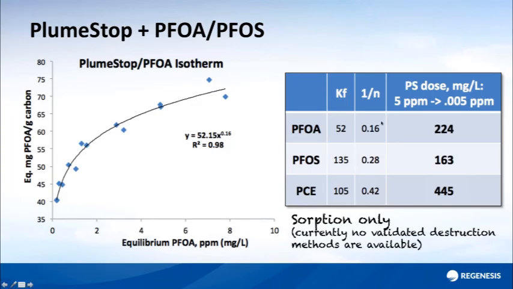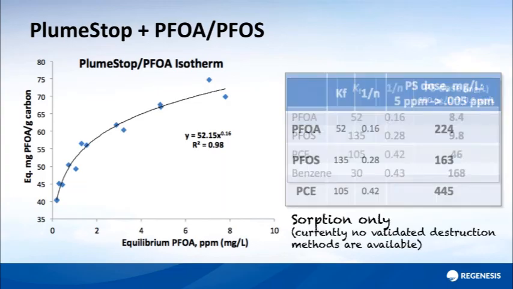What's the take-home here? The take-home is that the capture of perfluorinateds on PlumeStop is very high. At lower concentrations, more akin to what might be treated in a PFOS or a PFOA site, then the actual capture of PFOS and PFOA is relatively much higher. In the previous slide, we were needing about half or a third of the amount of PlumeStop to capture a similar amount of PFOS or PFOA compared to PCE.